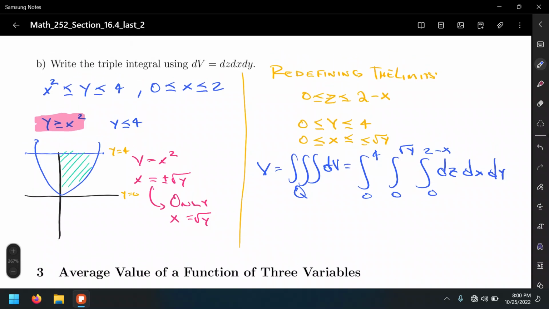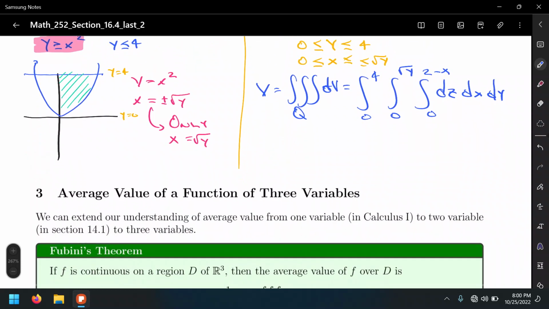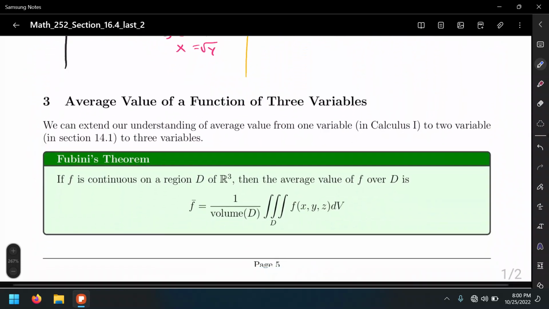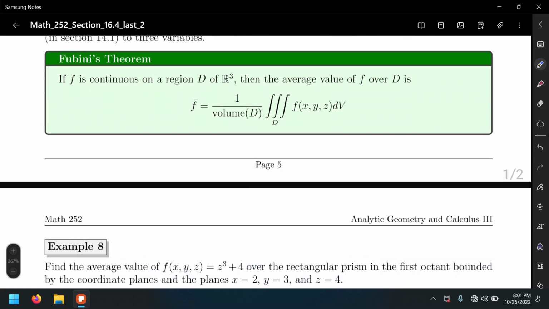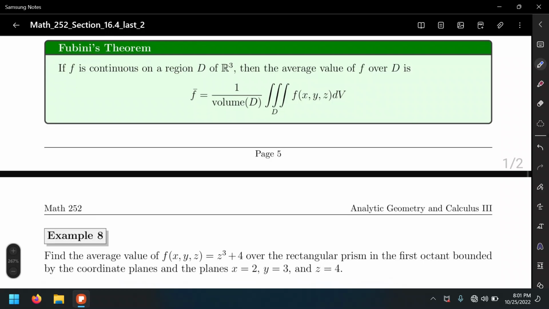Those were some examples on triple integrals. Let's look at one of the applications, finding the average value of a function. We did that in Calc 1: 1 over b minus a, the length of the interval, times the integral. We did that a couple of weeks ago with double integrals, which is 1 over the area of the region times the integral. In a triple integral it would be very similar, but it is 1 over the volume of the box where we're integrating.